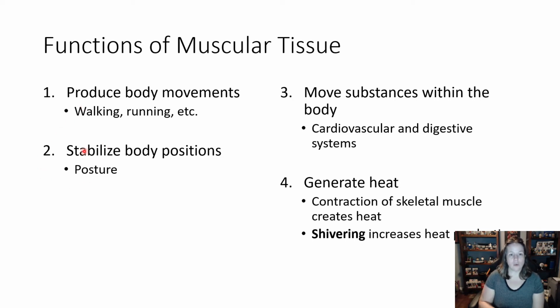We also use our muscular tissue to stabilize body positions, basically postural muscles. And then, of course, we use muscle to generate heat. So when you get cold, when your body temperature drops, in order to maintain homeostasis, to try to bring that temperature back up, you start involuntary muscle contractions of your skeletal muscle. And that's what gives you shivering, because we're using a lot of chemical reactions to create the energy to make you shiver. You're going to create heat.